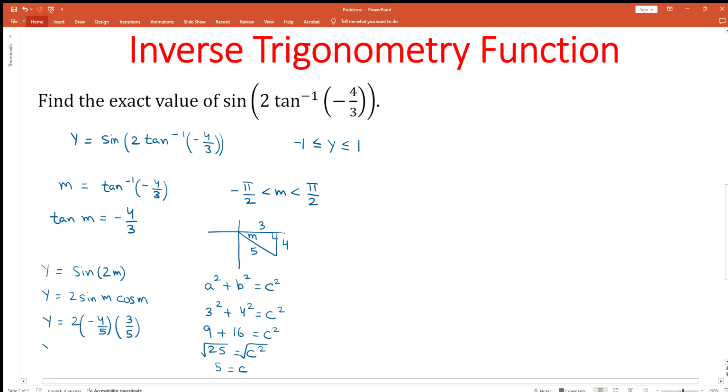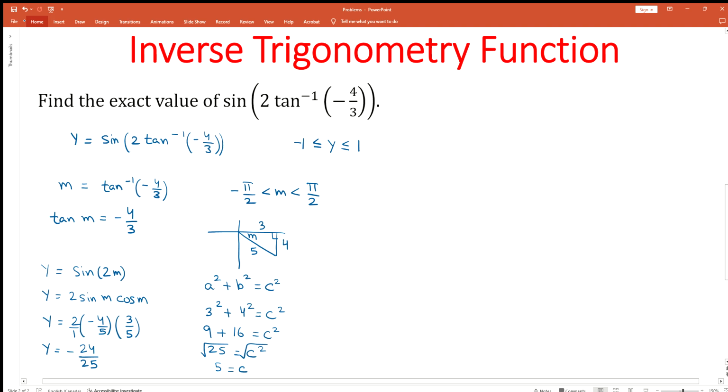Now we can multiply these terms. The denominator of 2 is 1. We can multiply these fractions by multiplying the top numbers and the bottom numbers. I get negative 24 over 25. This value, negative 24 over 25, is within the range we wrote earlier, negative 1 to positive 1. Therefore, this is the valid answer for the exact value of the given term.